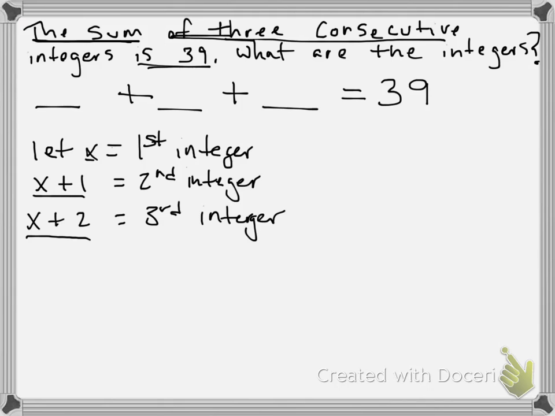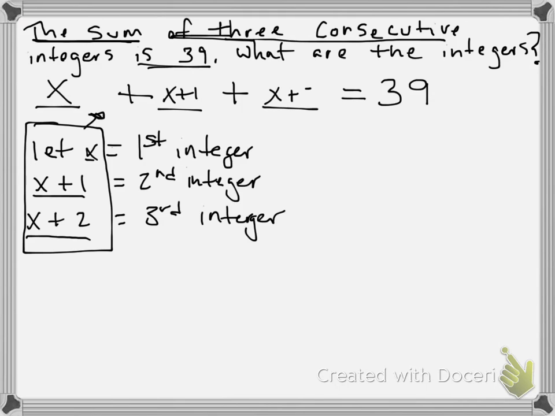So I can use these right here to create my equation. Here's my first number, x. My second number, x plus 1. My third number is going to be x plus 2. And that has to equal 39.